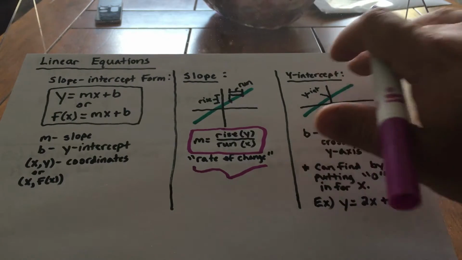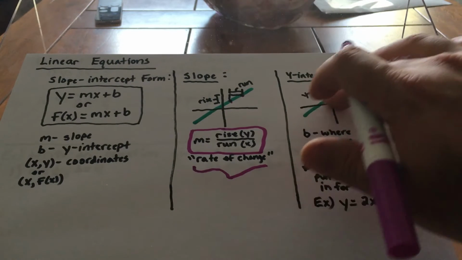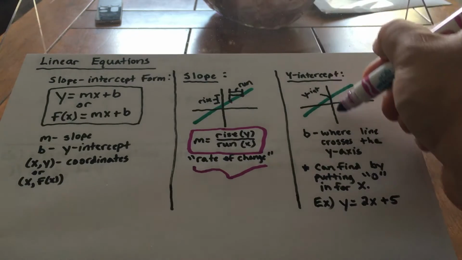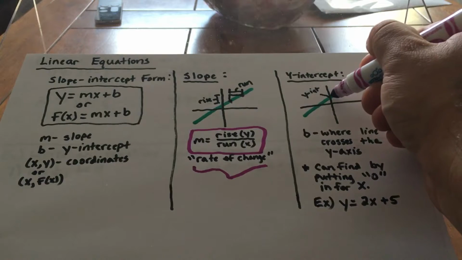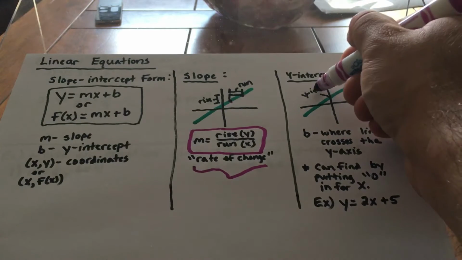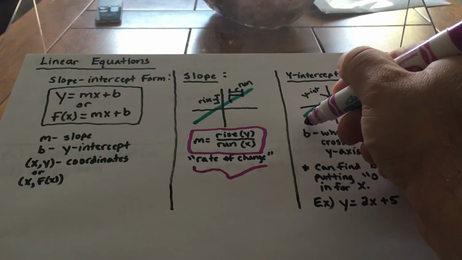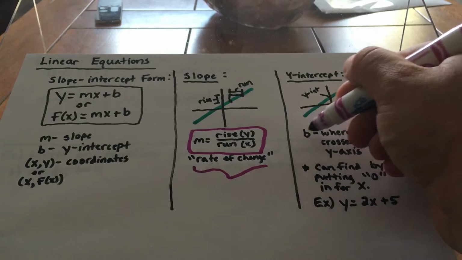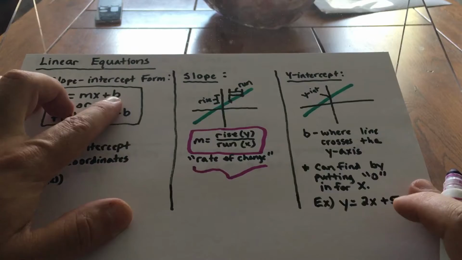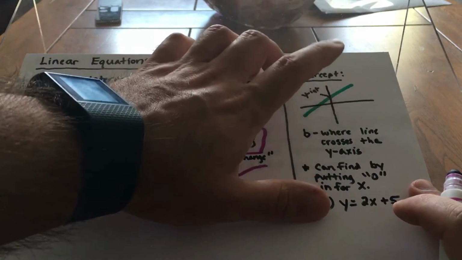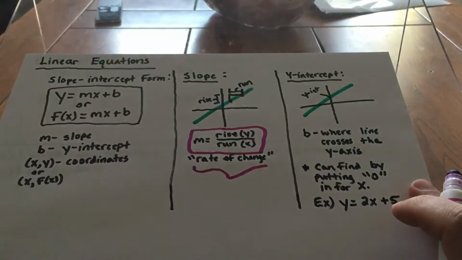The y-intercept, that is where this line crosses the y-axis. Remember, the y-axis is this up and down axis. So where this line crosses that axis is what we call the y-intercept. And for whatever reason, they use the letter b to denote that. So in our little general form over here, the b represents the y-coordinate of the y-intercept.